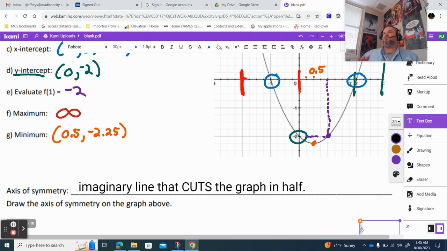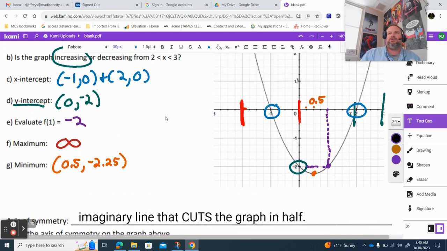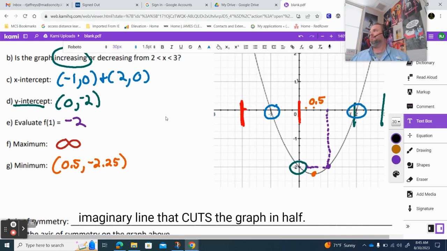Now what's really funny about this is when we draw an axis of symmetry, we do it with a dotted line. I think we can all agree that Mr. Jeffries is not very good at drawing, right? Okay, that's out of the way.